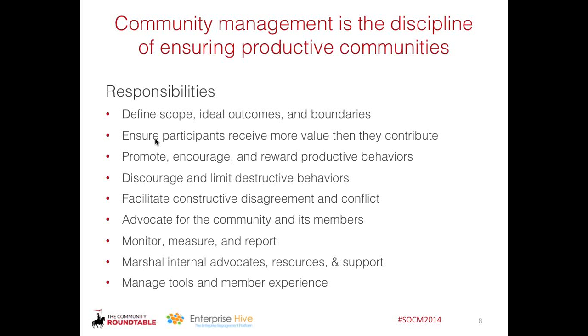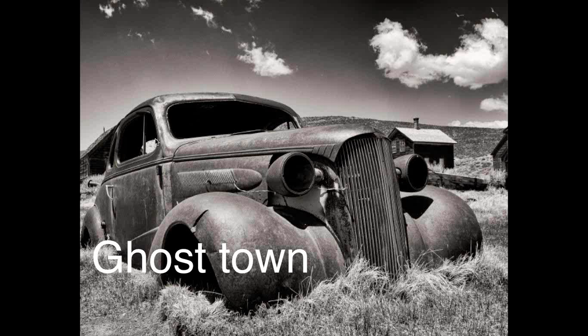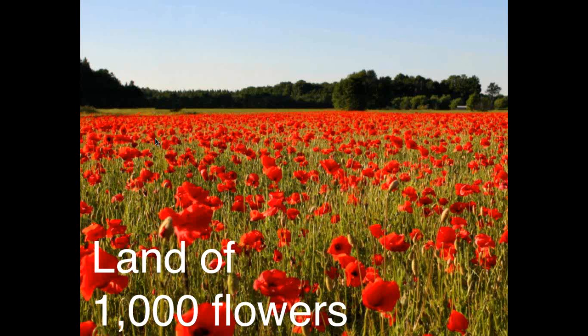The first one, and if you go to the next slide, is what I call a ghost town. This is probably the single thing that people are most worried about, which is a community with no activity. The second issue is what I call a land of 1,000 flowers. And this is when you have so much activity and so much social activity that for new members, it's really hard to see and find value immediately. So they often go away because they can't figure out where to land in the community.